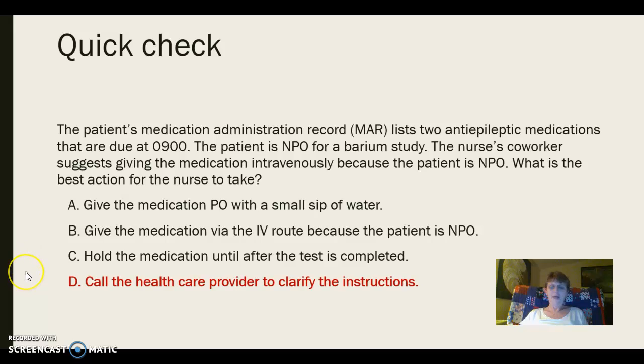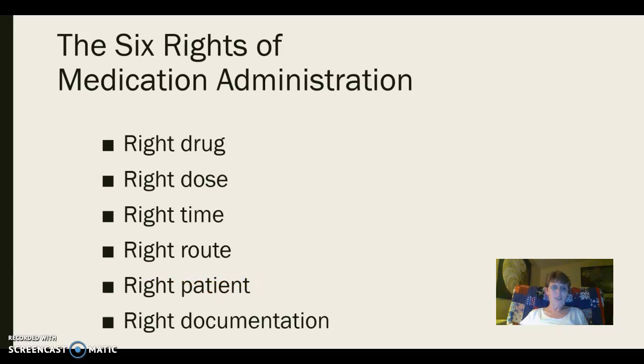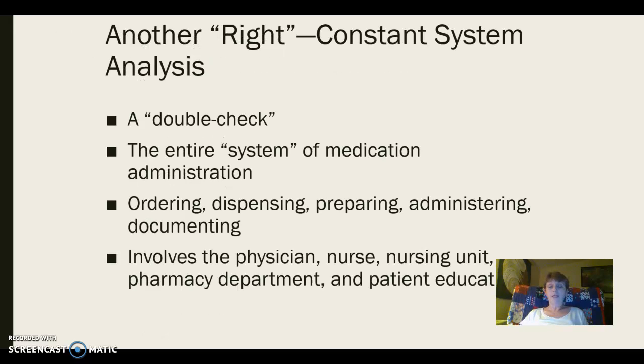Let's look at what's happening next with those 6 medication rights. We're going to give the right medication, the right drug, in the right dose, at the right time, by the right route, to the right patient, followed by the right documentation. Another right is that we want a system analysis. We constantly need to be doing a double check. Our entire system of medication administration is important for us to keep the patient safe.